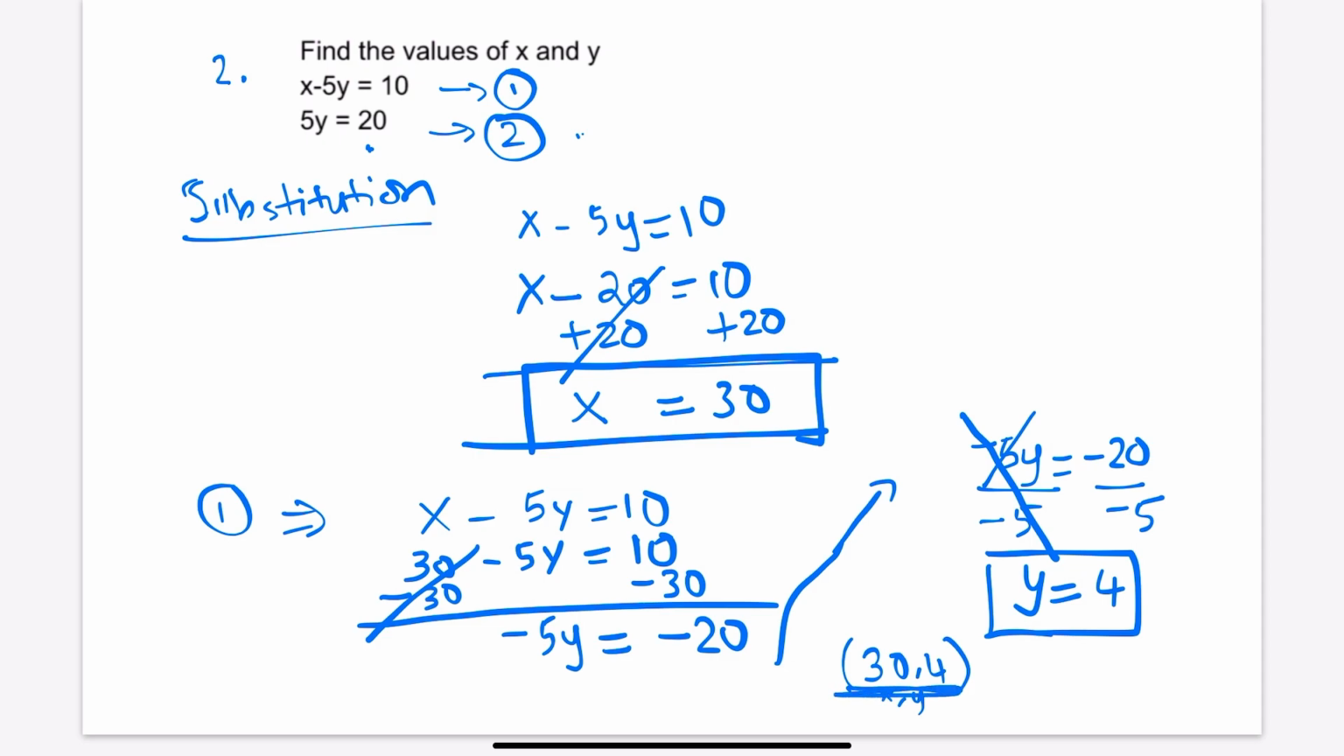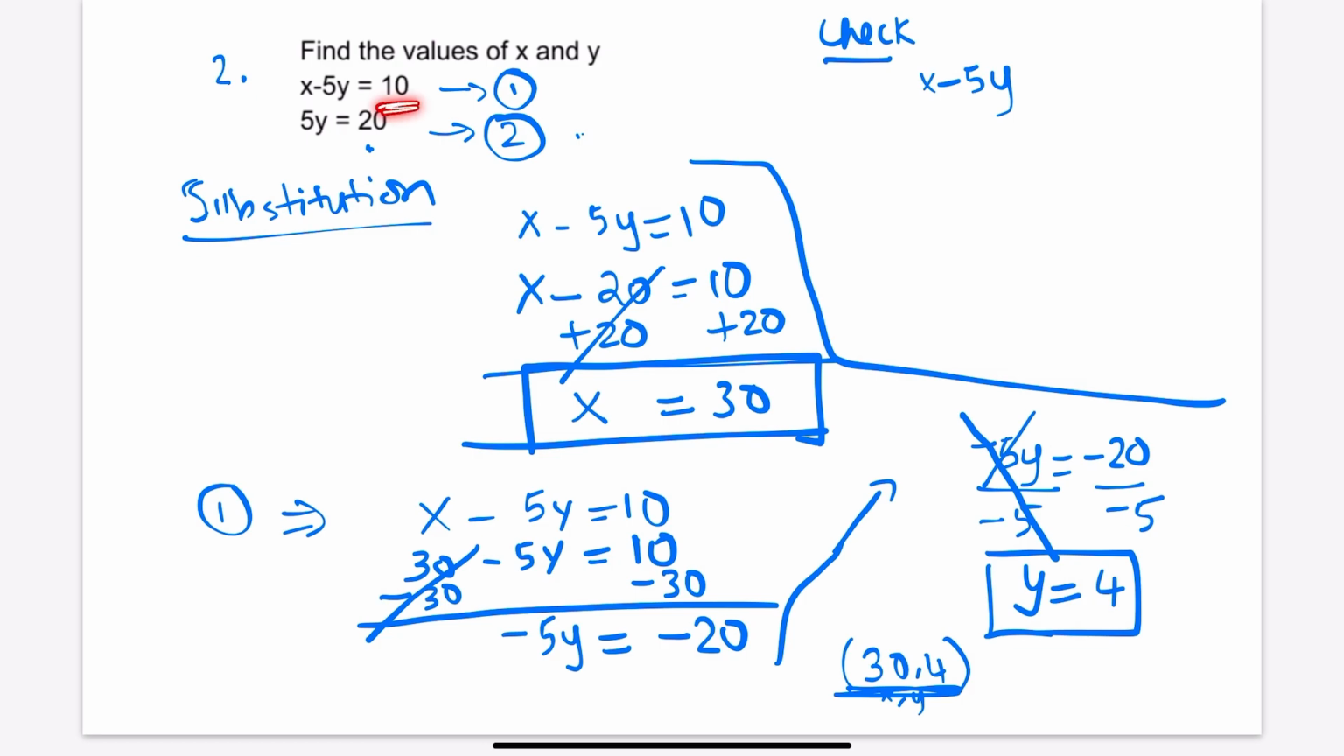All right. So now that we have time, let's do a quick cross check to see whether our values of x as 30 and y as 4 are correct or wrong. All right. So let's do this. I'm going to use this place here. I'm going to say check. Okay. I'm going to check my answer. So let's take equation 1, x minus 5y. Let's see if we get 10.